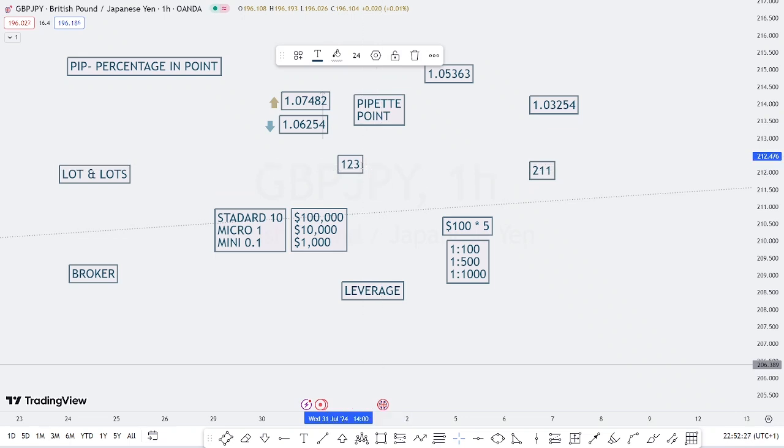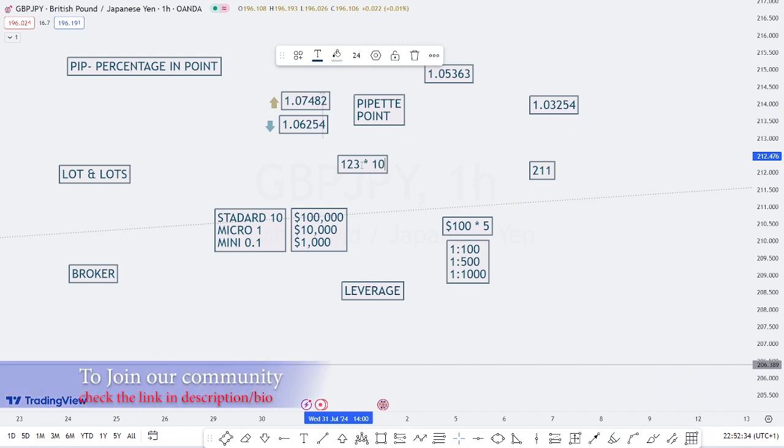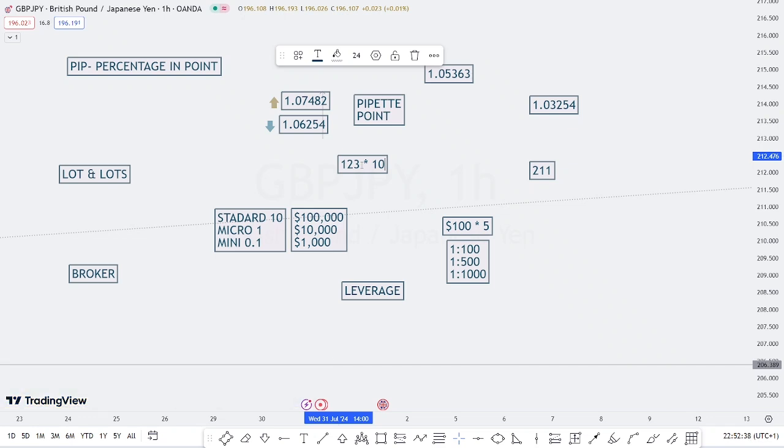Let me put it here. If you are using one standard lot, that is the $100,000. For every one standard lot, for one peak movement, not even 100, just one peak movement, you are already making $10 profit.